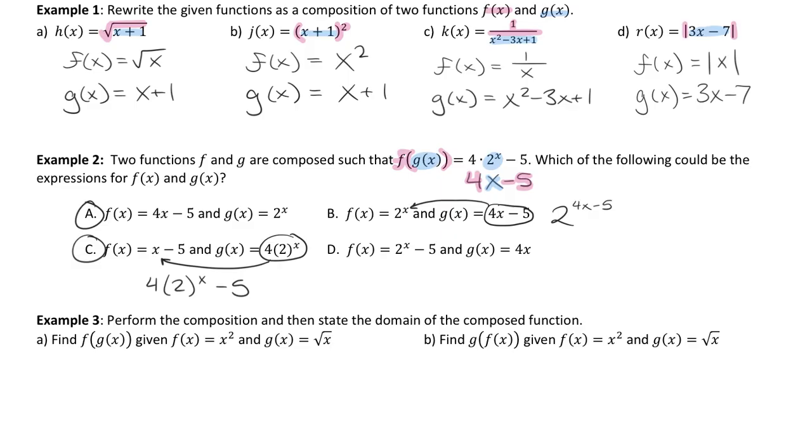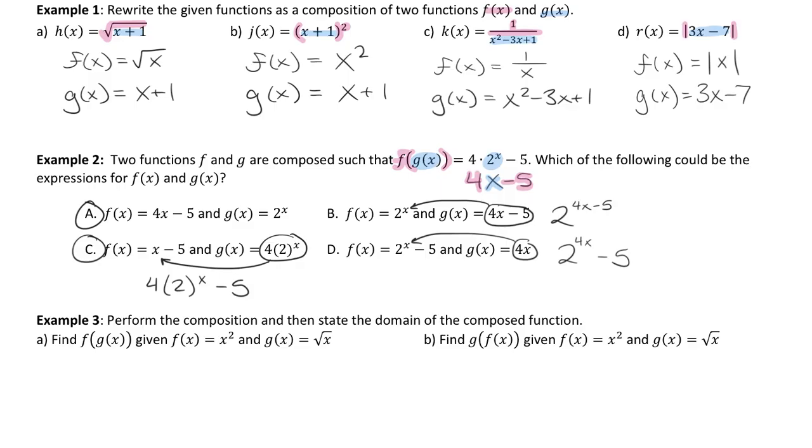And what would it look like if we had answer choice D? We would again take the 4x, plug it in where the x goes. So what would that be? Minus 5. Interesting. So composition is just taking one thing and plugging it into another.